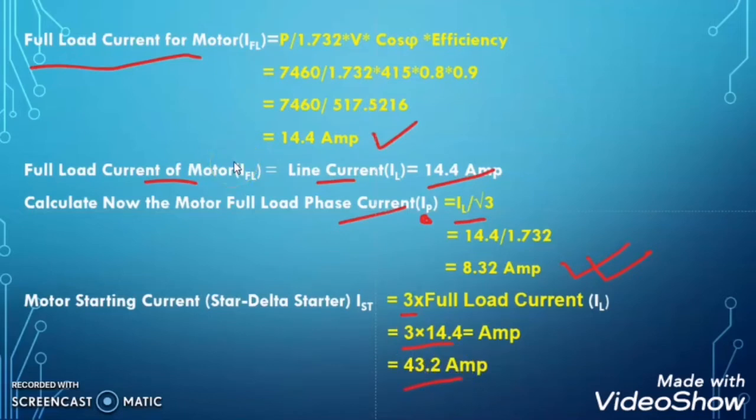I hope you got till here that to find the breaker rating, contactor rating, fuse rating and overload relay rating, we need to find the full load current of the motor, which is very simple. As per the three-phase power equation, we can get it. The full load current is 14.4 ampere. The full load current is equal to the line current, and the phase current we will find by dividing the line current by root 3. So we'll get the value 8.3. As the motor is in star delta configuration, the starting current will be 3 times the full load current. So I multiplied it by 3, then we get 43.2 ampere.